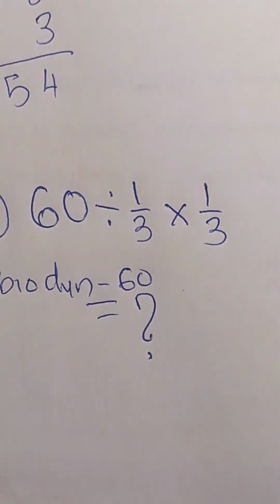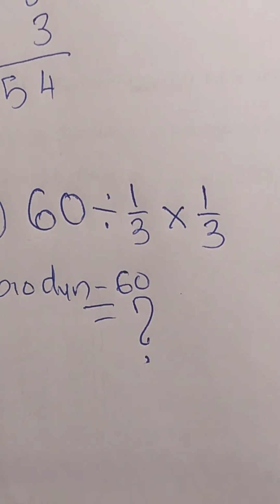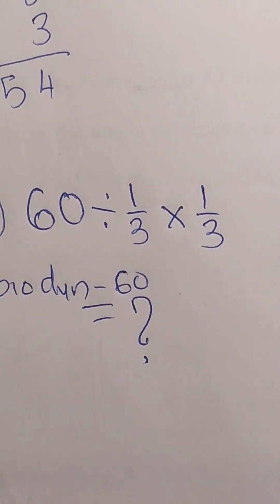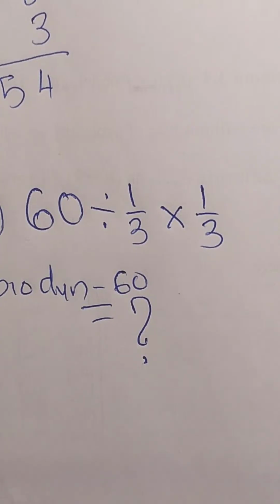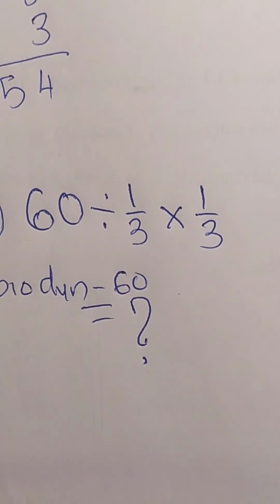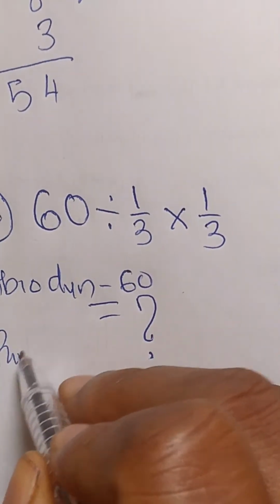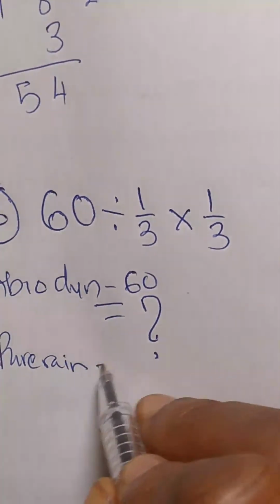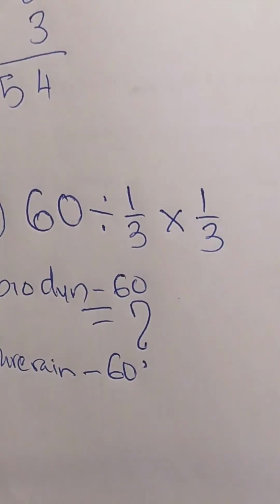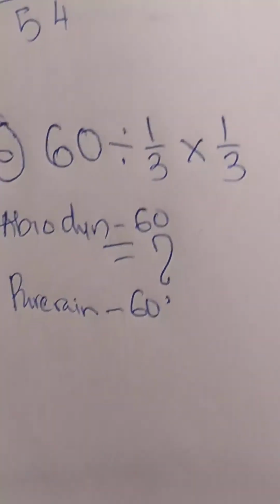60. So more answers, more answers, please. If you know the answer, drop it. It's for everybody. The question is for everybody. Okay, Pure Rain says 60. Let me write Pure Rain, please. Okay, so more answers.